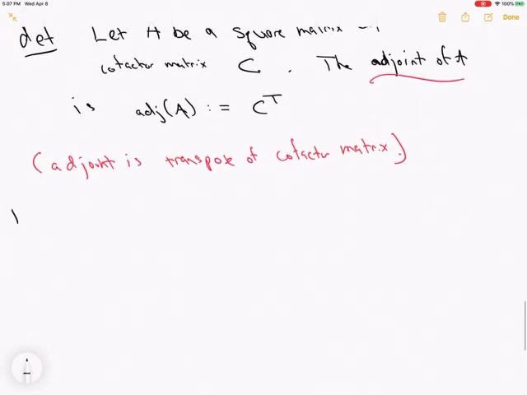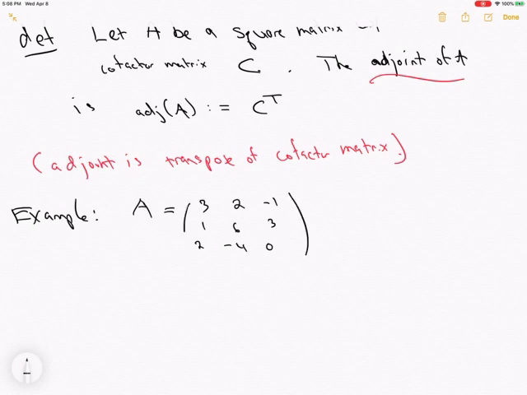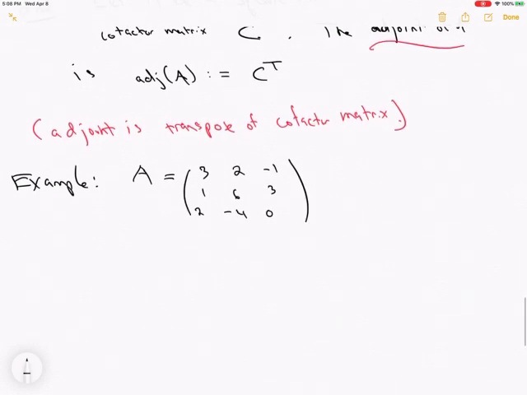So here's the definition. To calculate the adjoint of a matrix, you have to first calculate the cofactor matrix, and that's the hard part, and then you just take the transpose. That means you just swap the rows and the columns. So let's say A is the matrix 3, 2, minus 1, 1, 6, 3, 2, minus 4, 0. Okay, so first let's write down its cofactor matrix.